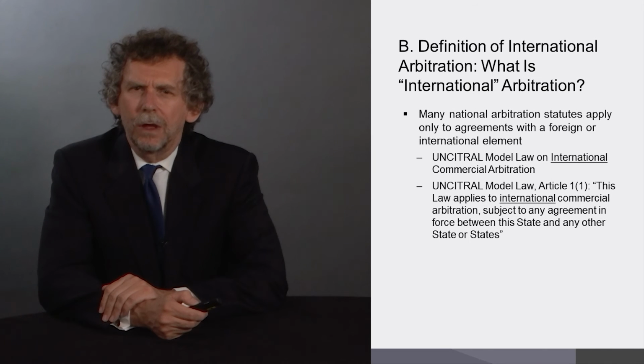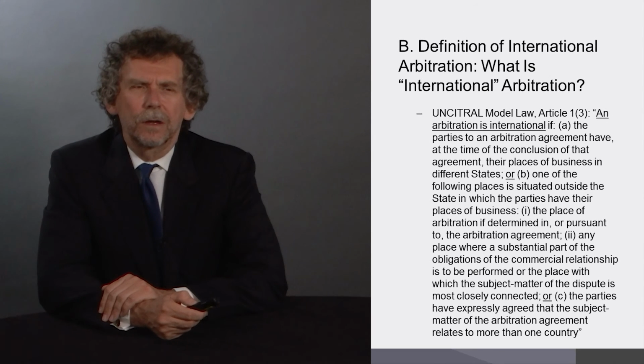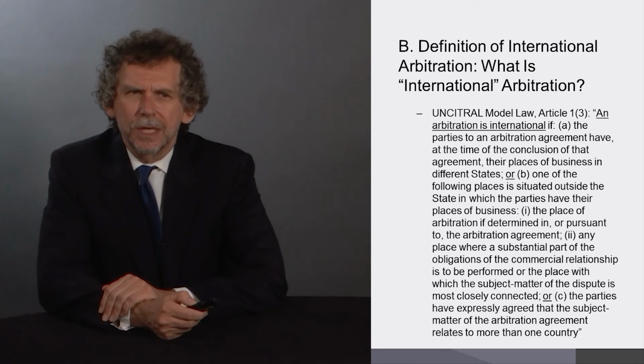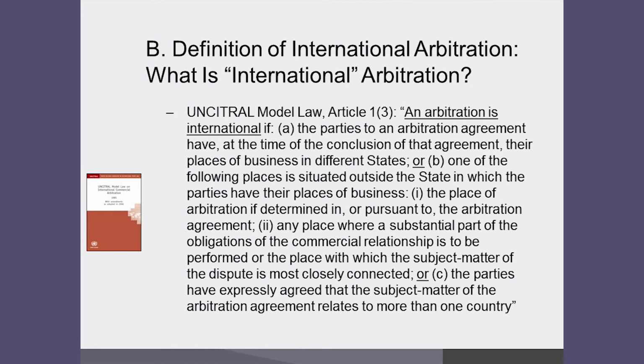The UNCITRAL model law on international commercial arbitration is to the same effect. Its very title, the model law on international commercial arbitration, excludes domestic arbitration. The scope of the model law, reflected in Article 1, subparagraph 3, is to the same effect. It provides that an arbitration is international if, and then provides a definition of international. Article 1, subparagraph 1 of the model law limits the scope of the model law to international commercial arbitration. Again, focusing, like the title of the model law, on international arbitration, not domestic arbitration.